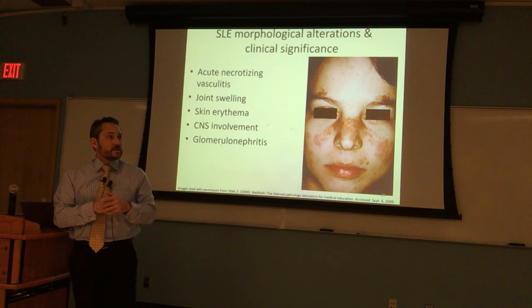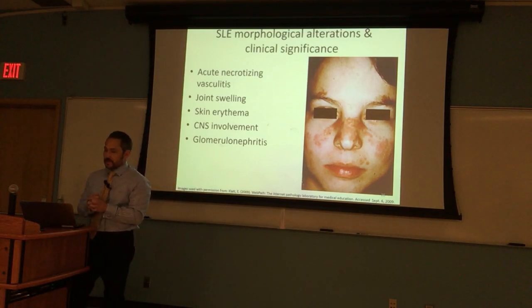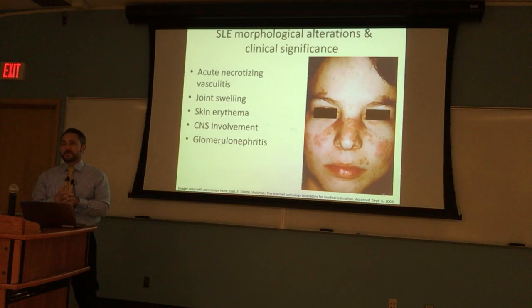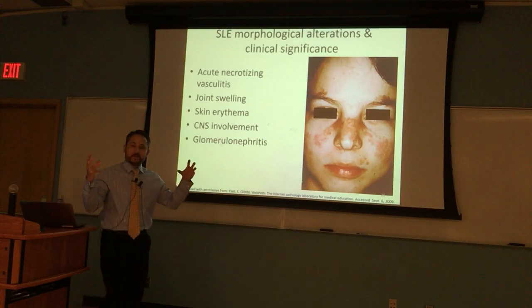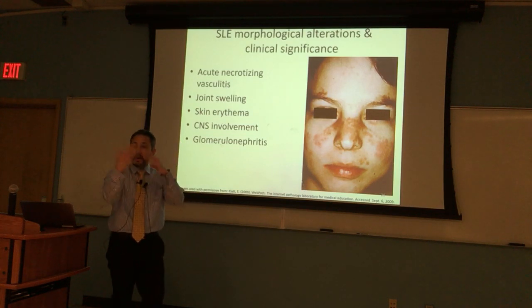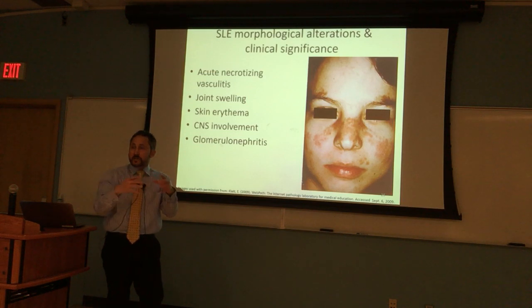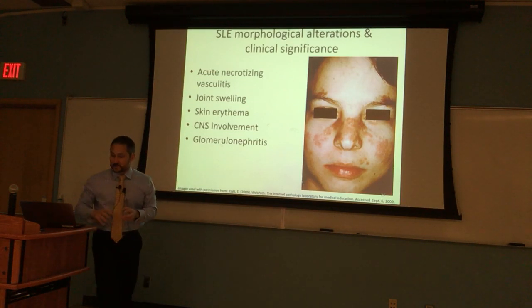Okay? So we call this all under the category of acute necrotizing vasculitis. What's happening is the endothelium of the blood vessels throughout the entire body is being attacked, and you're getting lesions that occur in the vasculature. That's the vasculitis that we're referring to.